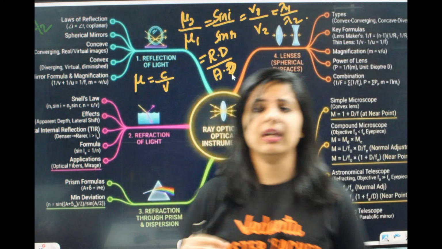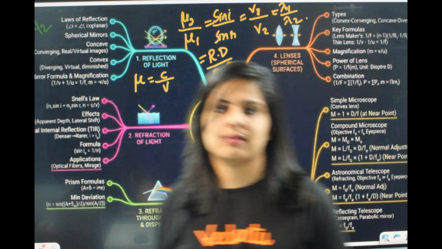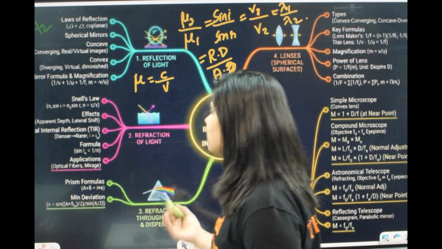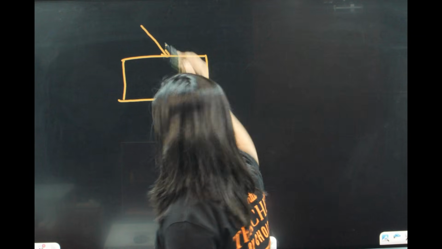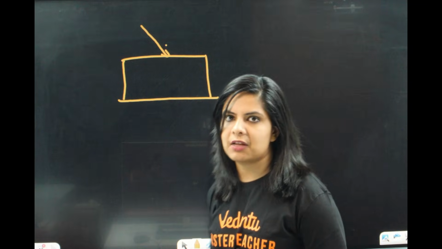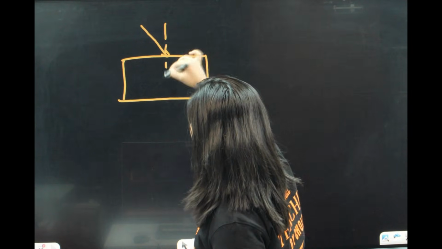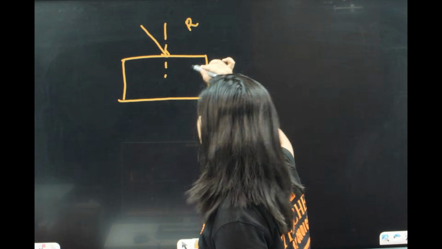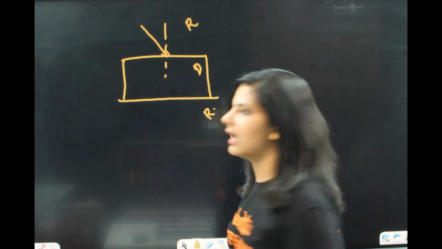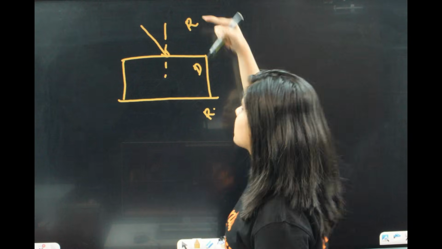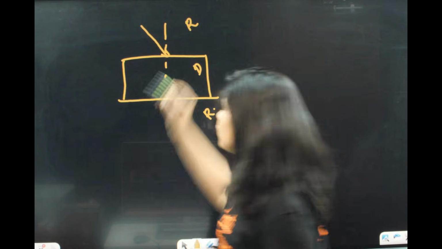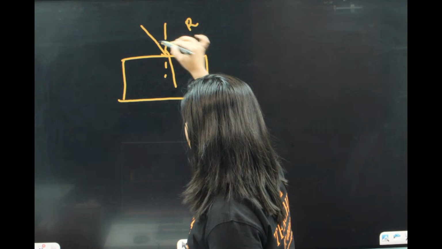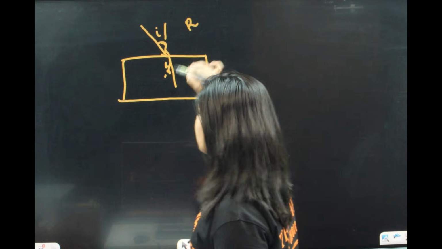We were talking about the refraction through a glass slab. Let's say this is the glass, and the incident ray is falling on the first interface. This is the rarer medium, this is the denser medium, and this is again the rarer medium. Light is traveling from a rarer medium to a denser medium, so it will bend towards the normal. This is the incident angle, this is the refracted angle.